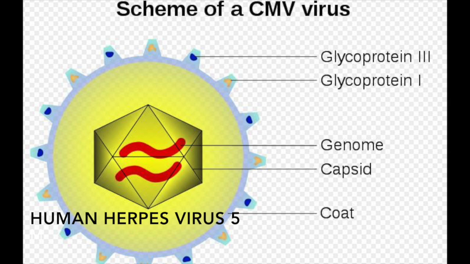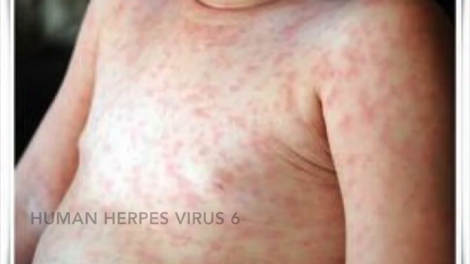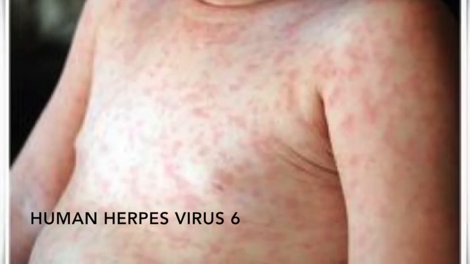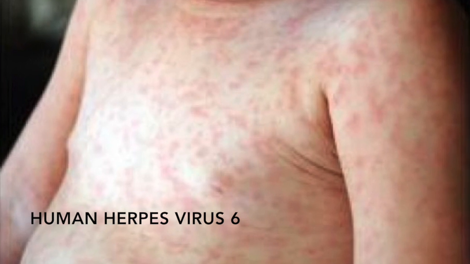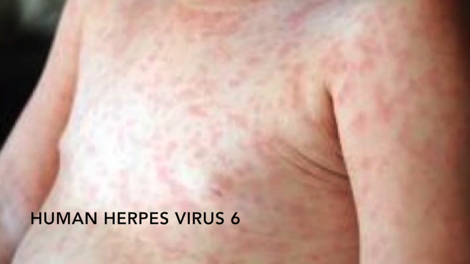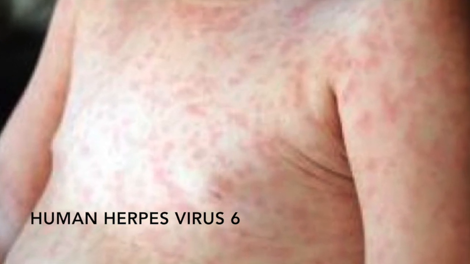Human herpes virus 5, HHV5, is the official name of cytomegalovirus. CMV is also the cause of mononucleosis. Human herpes virus 6, HHV6, is a recently observed agent found in the blood cells of a few patients with a variety of diseases. It causes roseola.